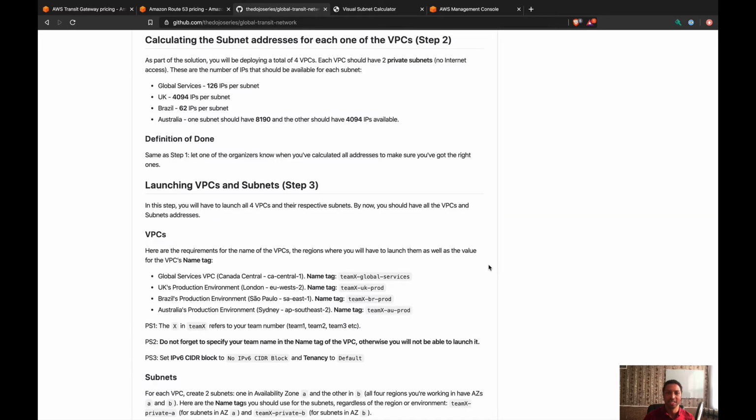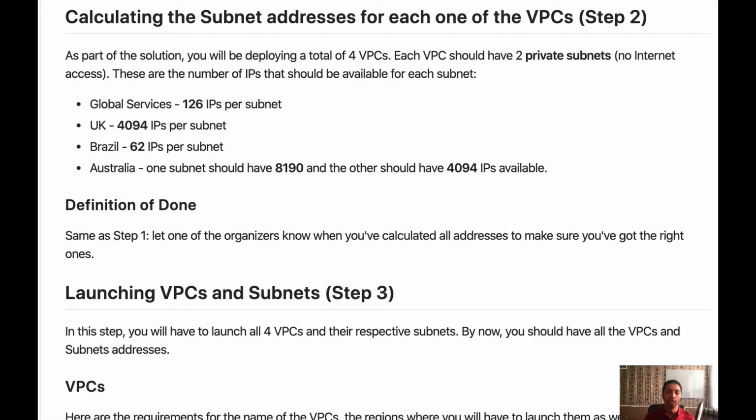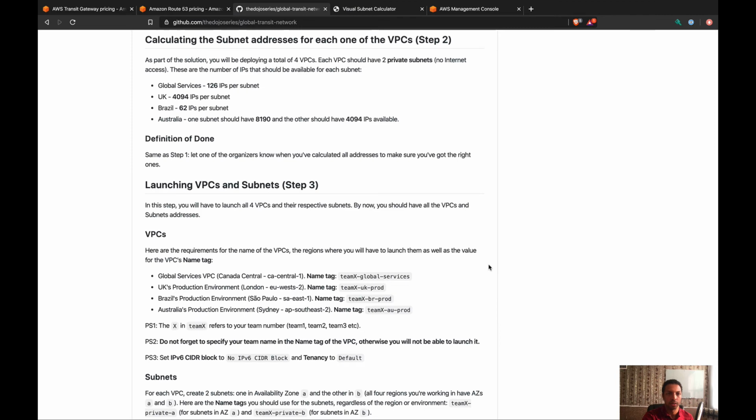The requirements for the subnet addresses are, for the global services, each one of the subnets should have up to 126 IPs. For the UK, 4,094. Brazil, 62. In Australia, we're going to have one subnet with 8,190 and the other subnet with 4,094. Let's start with global services.